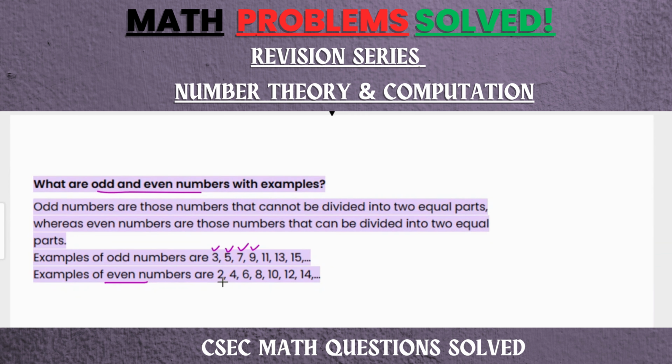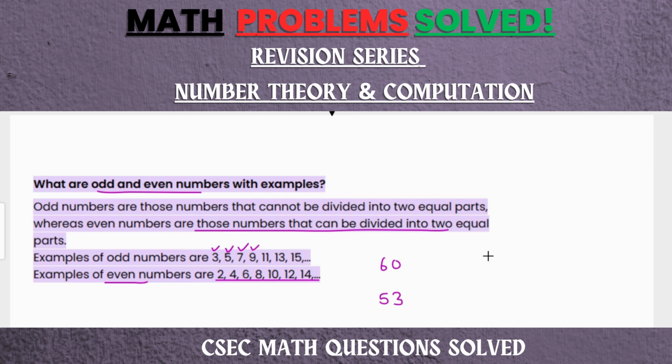And what are even numbers? You can see they are multiples of 2, right? Even numbers are those numbers that can be divided into two equal parts. So if you divide any even number by 2, you will get the remainder 0. For example, 60 is an even number, right? Similarly, if we look at the number 53, it's an odd number.